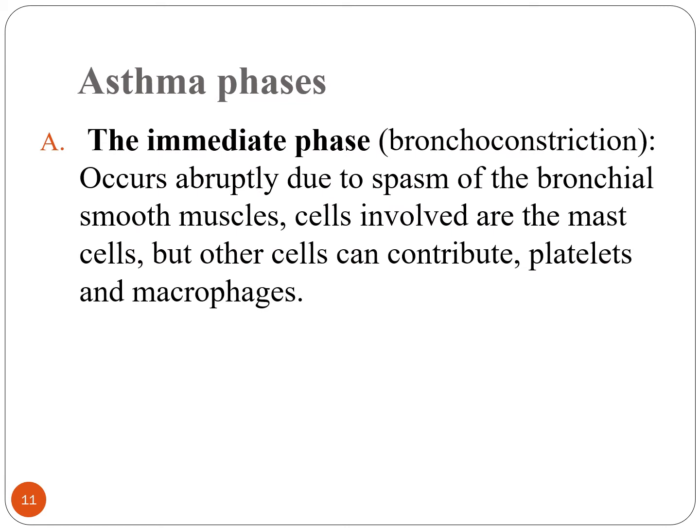Asthma can be classified into two phases. The immediate phase, which is immediate bronchoconstriction, occurs abruptly, suddenly, due to the spasm of the bronchial smooth muscles, and the cells that are involved are the mast cells, but other cells also can contribute to the immediate phase, such as the platelets and macrophages. This is the immediate phase, immediate bronchoconstriction.